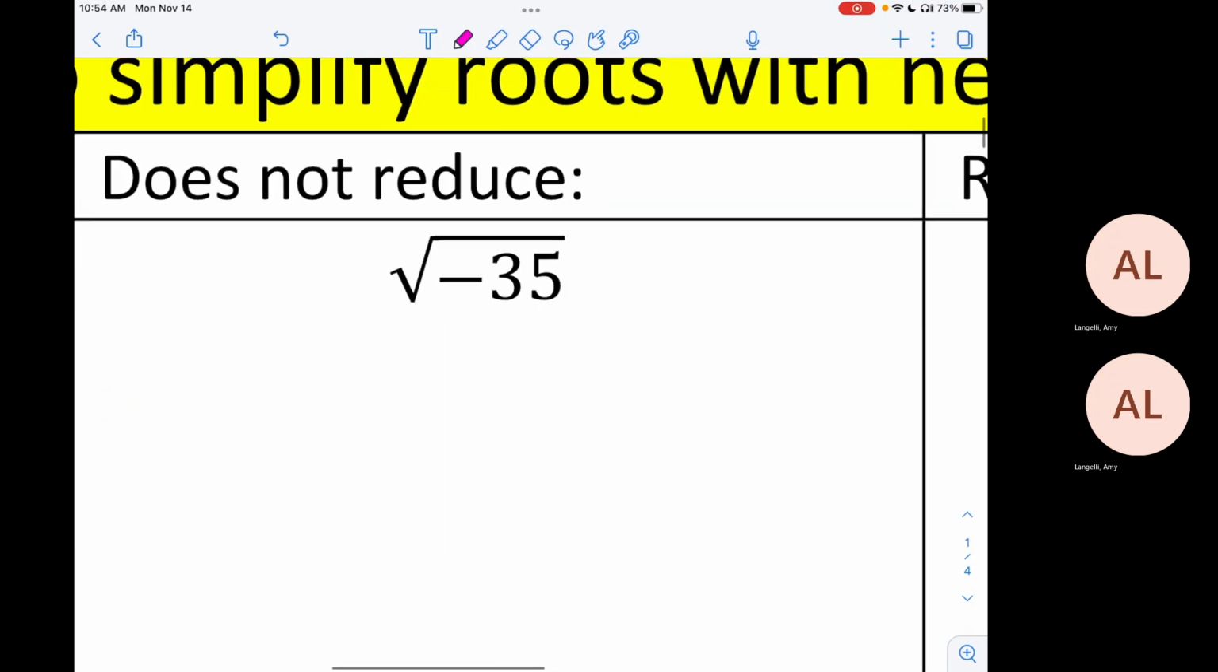Now one that does not reduce. There are no perfect squares inside of 35. So we're just going to take the I, put it right here. That's from the negative sign. And you leave the square root of 35 behind it. Miss Miles will say, take your eyes out, but don't go blind.